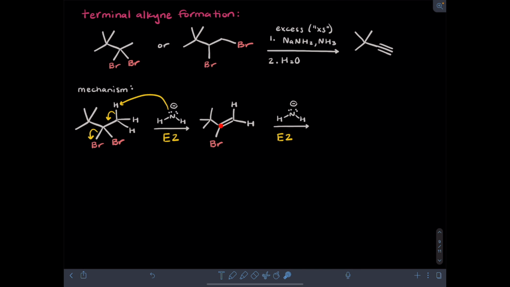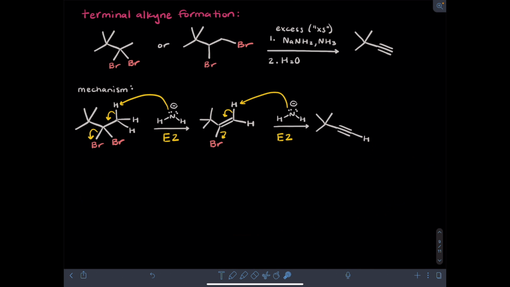Compared to the position alpha with the bromine attached to it, the beta position still has carbon-hydrogen bonds that can be deprotonated, so I'll have another E2 step. Bring in the base, form the pi bond, kick out the leaving group. This would form a second pi bond of the alkyne. One of the carbons of the alkyne has a tert-butyl group attached, and one has a hydrogen attached. So this is a terminal alkyne.